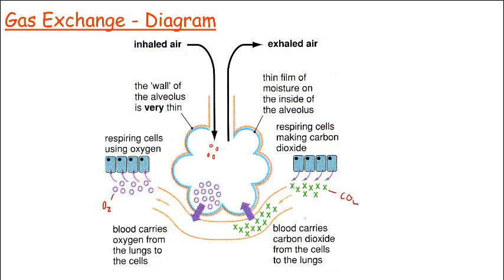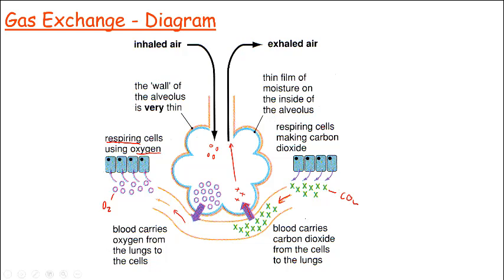The oxygen then diffuses from the alveolus into the capillary, and it gets transported around the body to the respiring cells. The respiring cells use the oxygen to release energy, and they produce carbon dioxide. The carbon dioxide then gets removed from the cells and transported in the blood back to the lungs, where it diffuses from the blood into the alveolus. We then breathe out the carbon dioxide so that it doesn't build up.